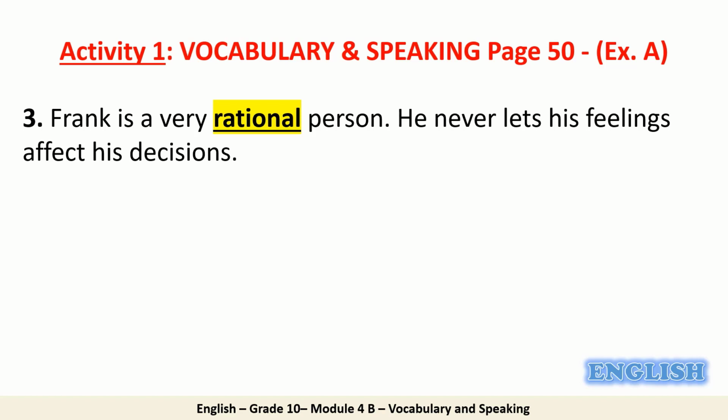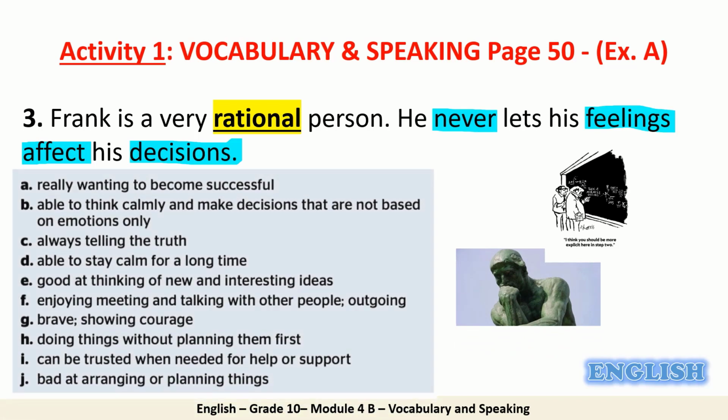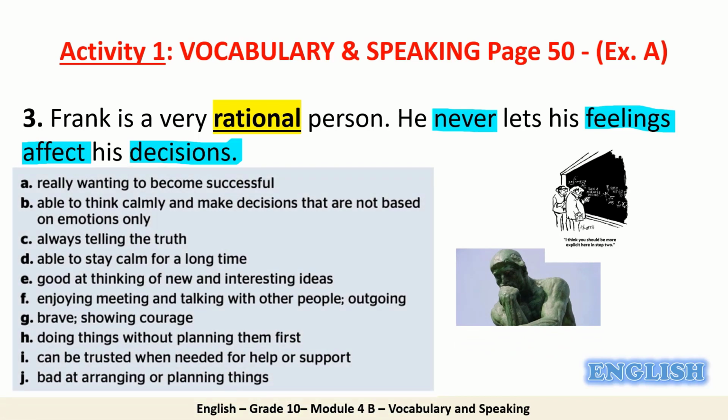Read sentence 3, highlight keywords, and come back for feedback. Frank is a very rational person. He never lets his feelings affect his decisions. So, after highlighting the keywords and looking at these pictures, can you try to guess what's the meaning of the adjective rational? Waiting for your answer.